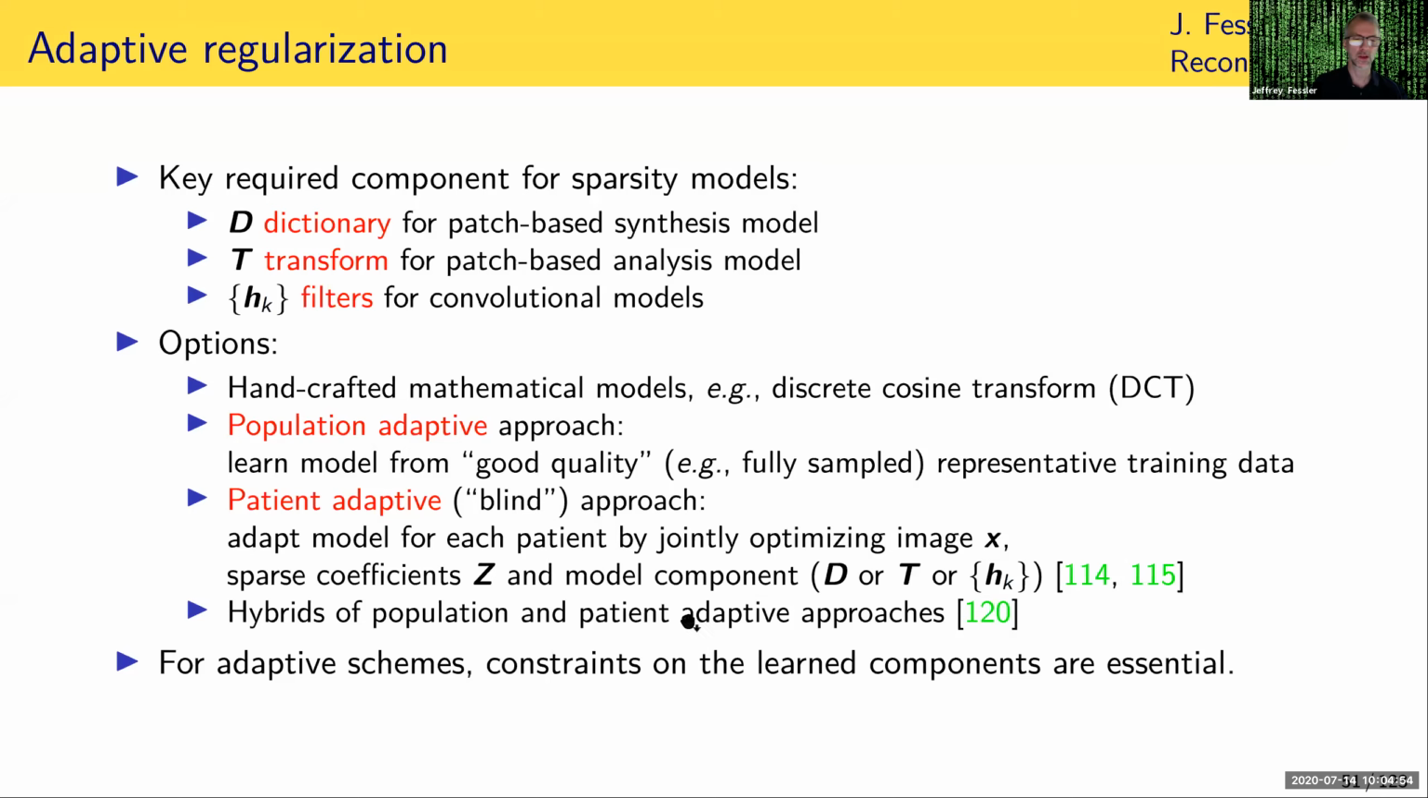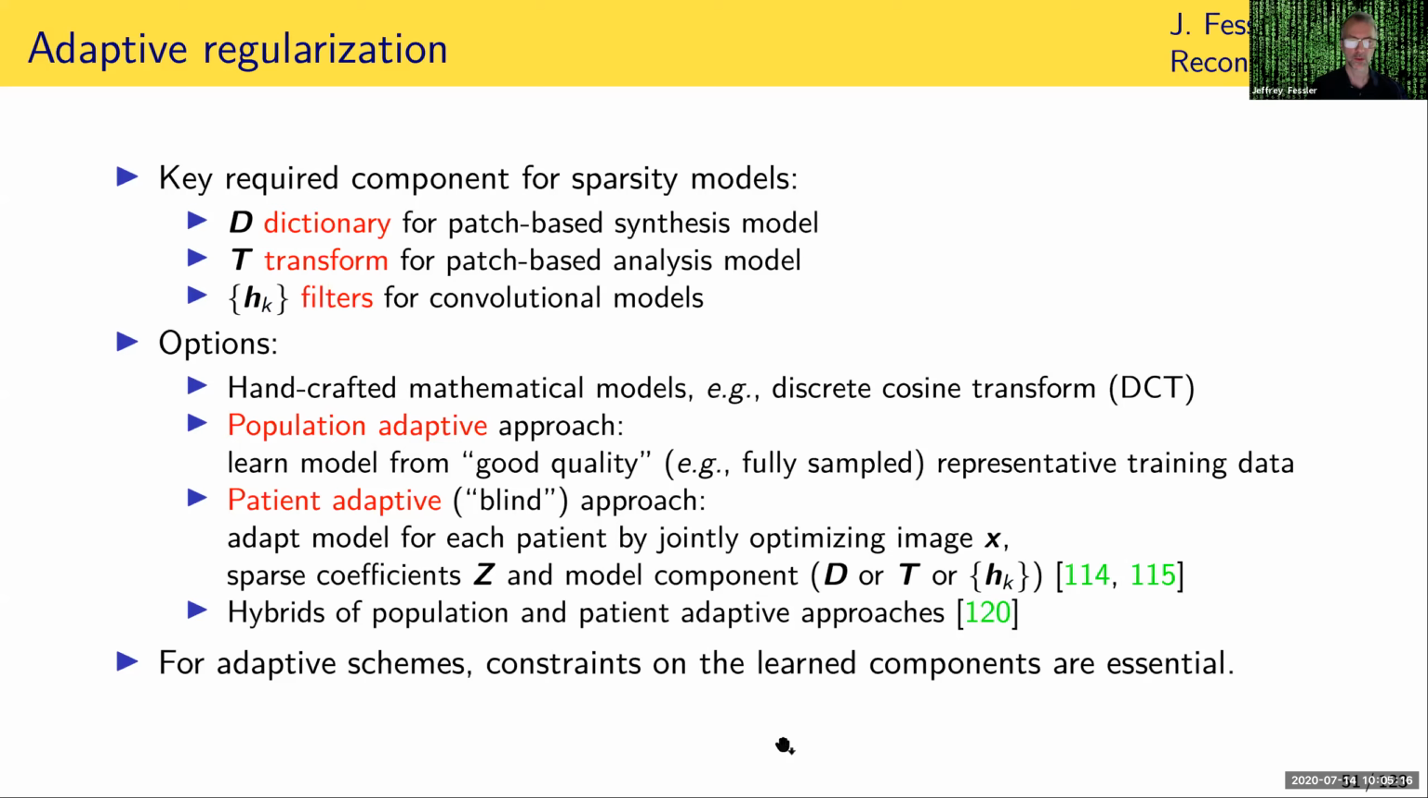And even recently, there have been some hybrids that try to take a combination of both, where you try to learn part of the transform or dictionary from a population, but you recognize that your current patient might not be exactly representative of that population. So you refine the model in some way based on this patient's own data.